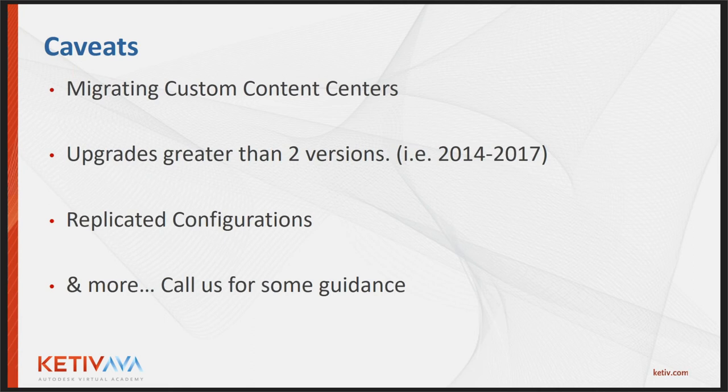So for the example here, if you want to go from Vault 2014 to Vault 2017, you're going to want to first jump 2 versions, 2014 to 2016, and then 2016 to 2017. You can also conversely go from 14 to 15 and then 15 to 17. That's fine as well. But you also want to make sure that during this migration process, you're hitting the system requirements for those intermediate versions as well. So you might need to do like 1.5 OS upgrades.